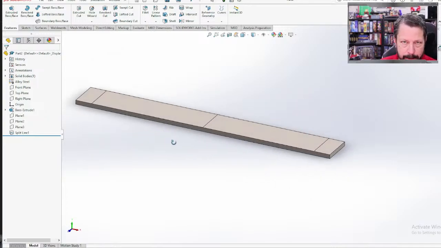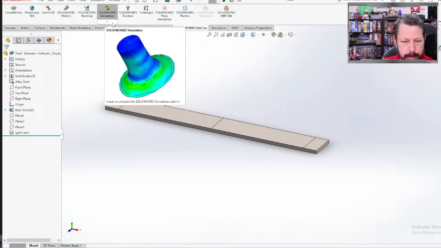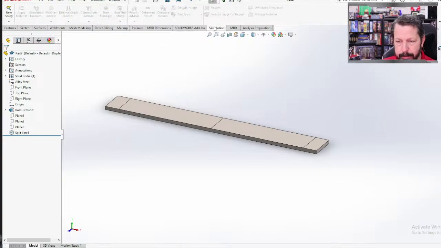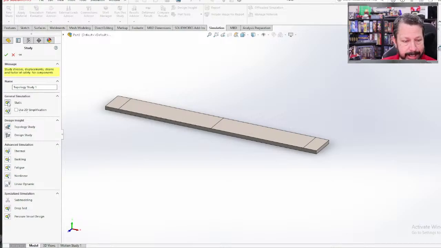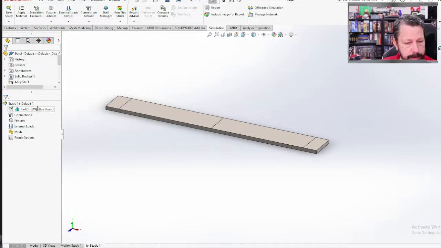So now, normally we would save this part. I'm not too interested in that. This is all we need for our part. And we go to our simulation. So I am going to, this one could work in either one. Looks like I've got the premium loaded up already, so that's what we'll use. New study. And we're going to do a static study. That's why I think the other base version of their simulation would work fine. We could name it, we don't need any of that. And we've already applied a material, so you can see here that there's a material out beside the part. Part 2 is the name of the part. So we don't need to do that.